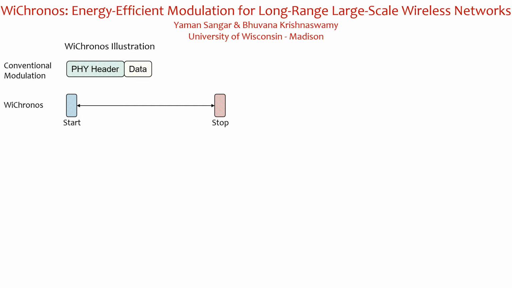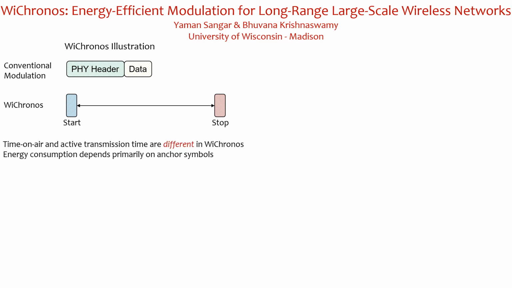We propose to encode data in the time difference between two symbols that we can call start and stop. Active data transmission happens in the time elapsed between these two messages. The transmitter module is maintained in deep sleep at that time, and so the power consumption is a constant depending only on the start and stop message, irrespective of the size of the payload. Thus, WiChronos separates the time on air from active transmission time. By choosing short anchor symbols and sleeping during the active transmission time, WiChronos reduces the energy consumption of the transmitter as well, so the time on air is entirely a function of these start and stop symbols.